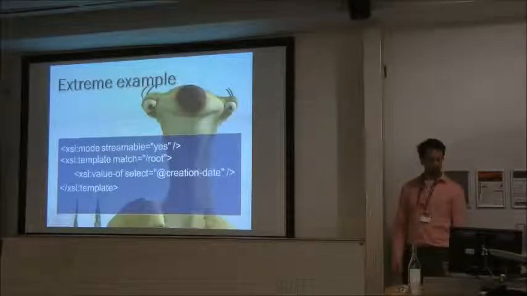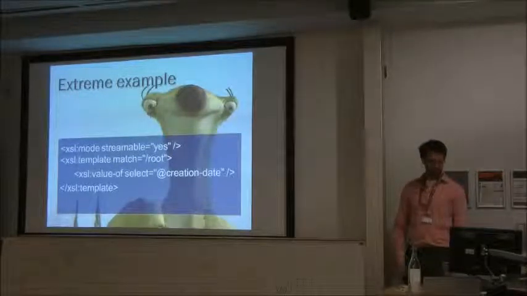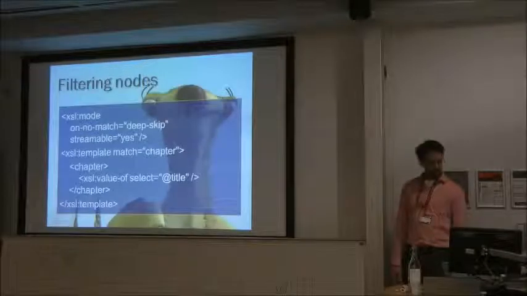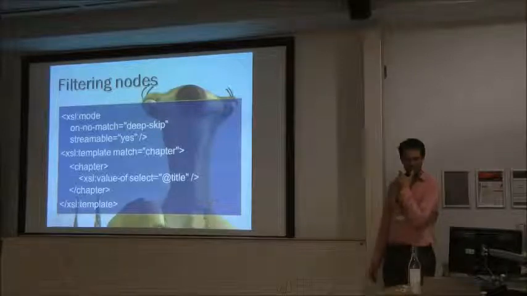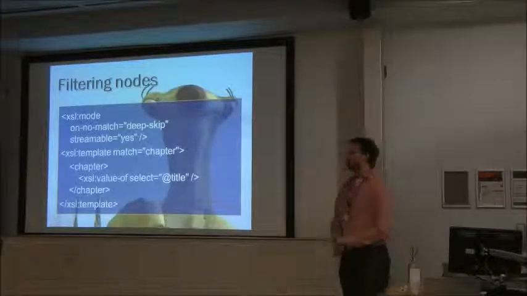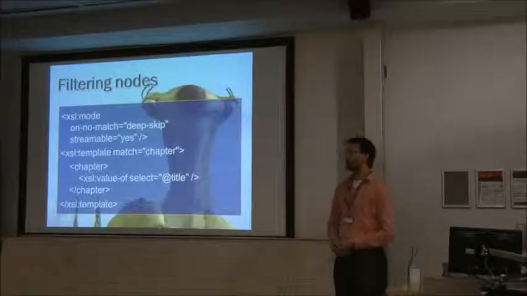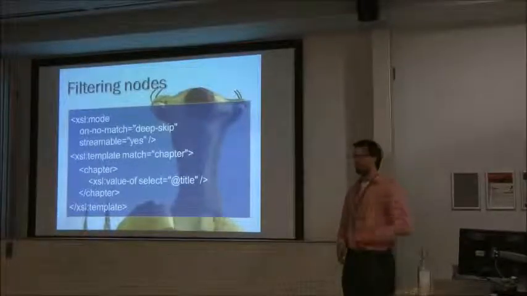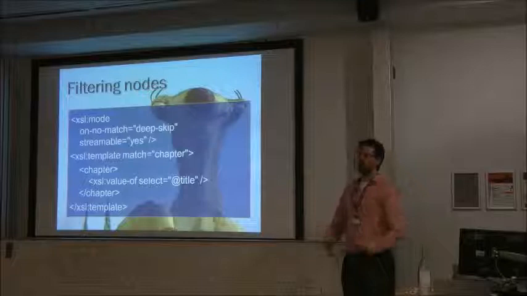So the first example was we only are interested in one node. Here we want to do streaming on everything. Now, in most situations where you write the XSLT style sheet, you're probably only interested in a couple of elements. You don't need to go over everything.